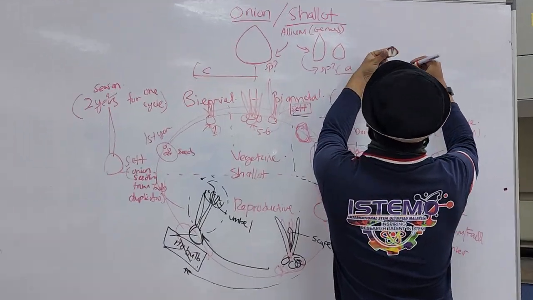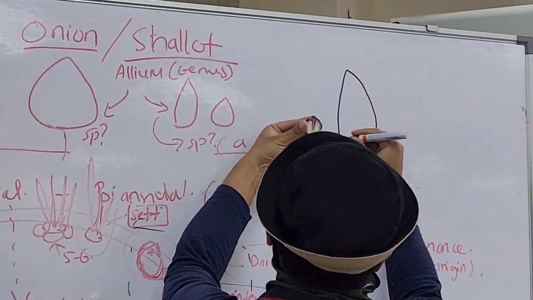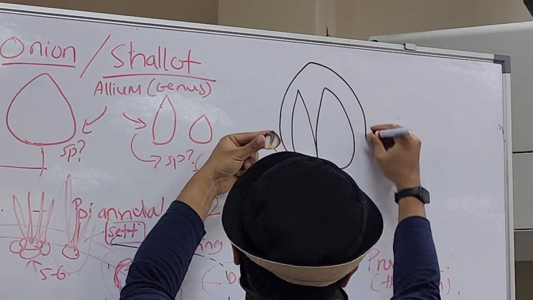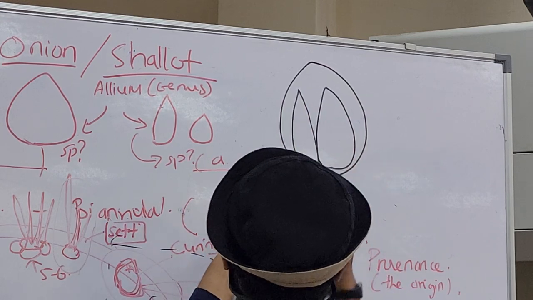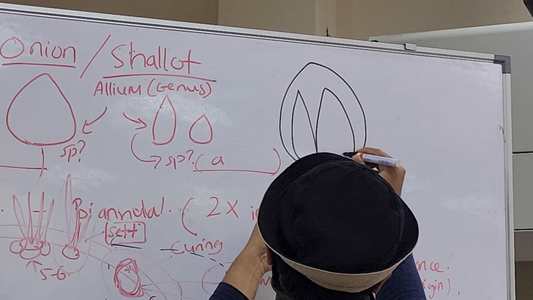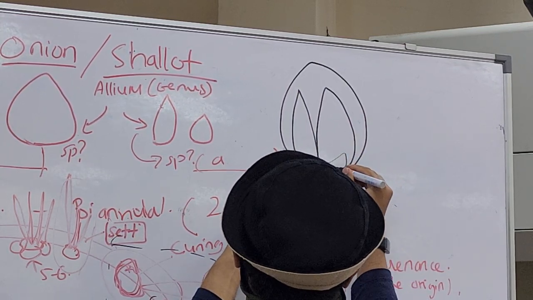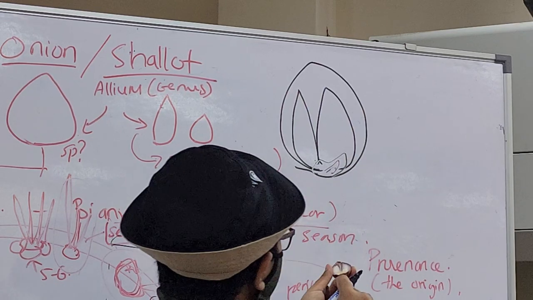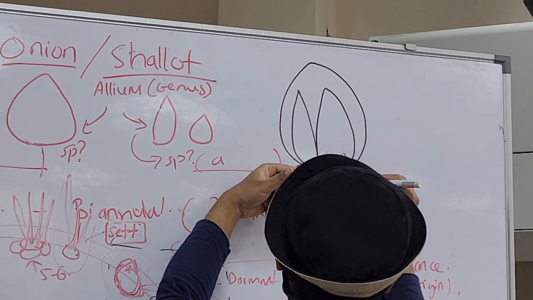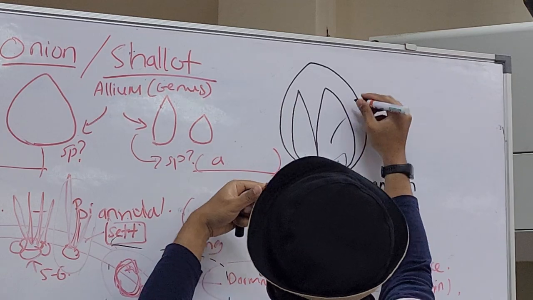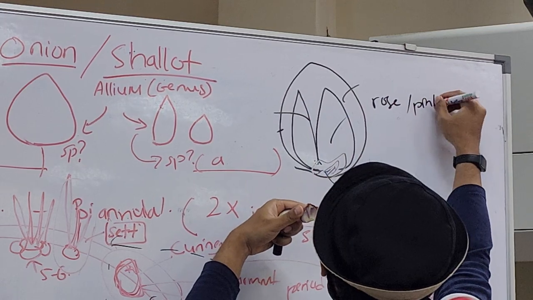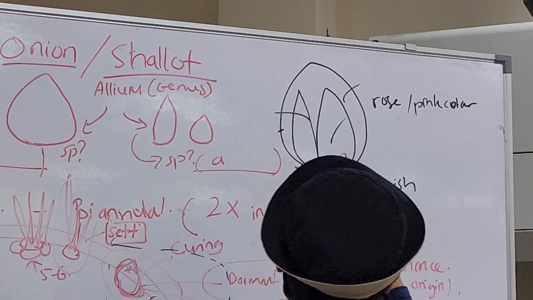So in this cross section of onion, you're going to see something like this. Sometimes it's two, sometimes it's three. It depends on the size of the onion. Okay, so you're going to see that at the bottom here, there is something that looks a bit different than the rest of the onion. For both sides here, this side as well. So this is a rather creamish color. The rest, you get the rose pink color, the regular onion color.